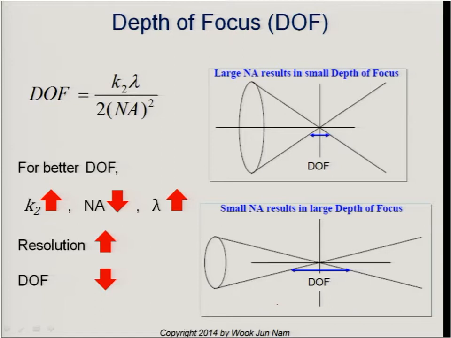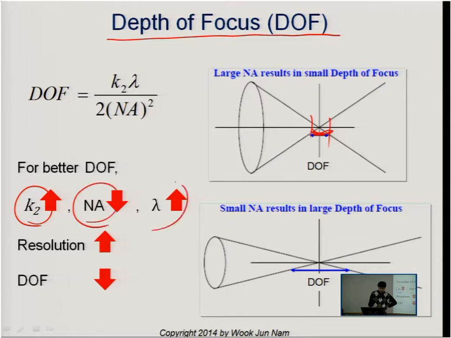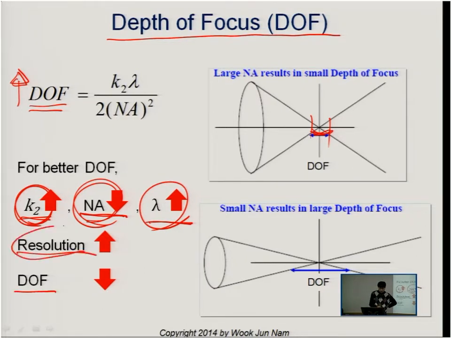And one of the conflicting parameters is depth of focus. Depth of focus is the range within which you can maintain reasonable resolution. It uses the same kinds of parameters: wavelength, numerical aperture, and an experimental constant. A good depth of focus is a big number. To achieve a good depth of focus, we should have a longer wavelength, a smaller numerical aperture, and a big K2 constant. So these 2 parameters, resolution and depth of focus, point in opposite directions. So satisfying both factors is controversial.